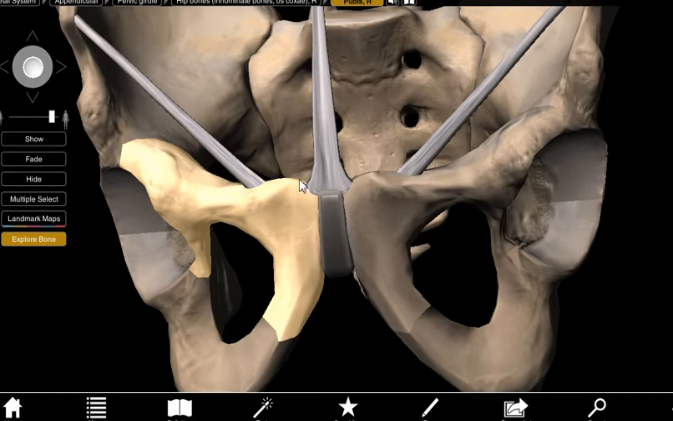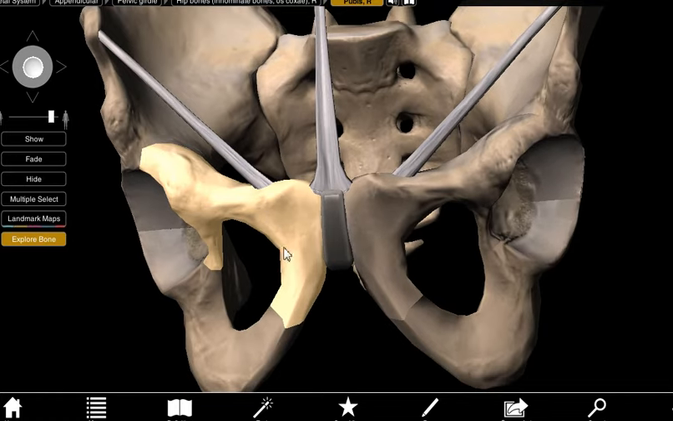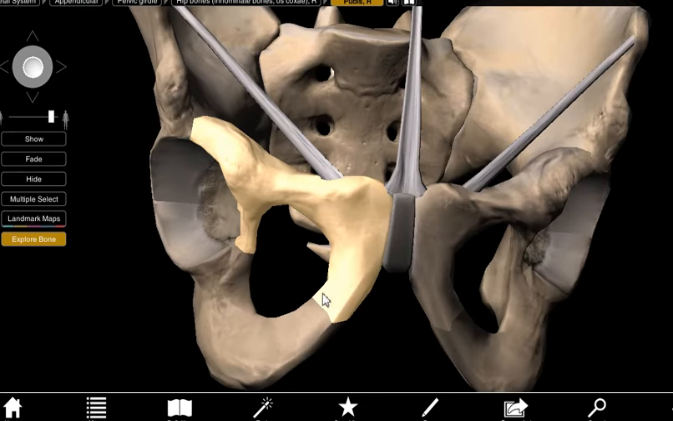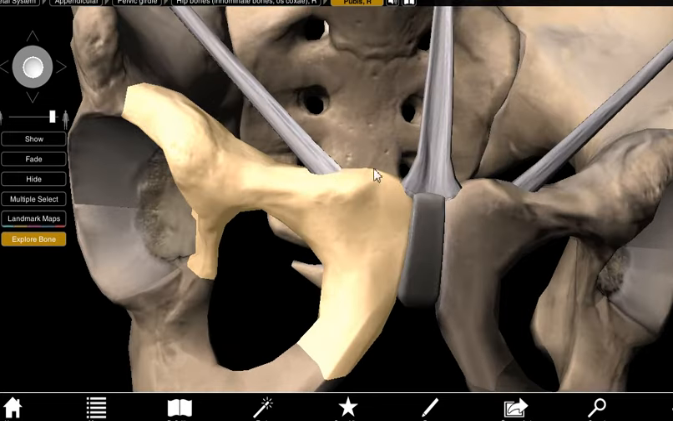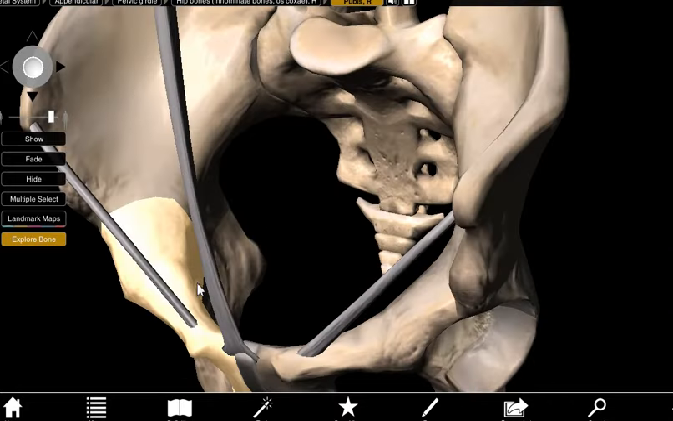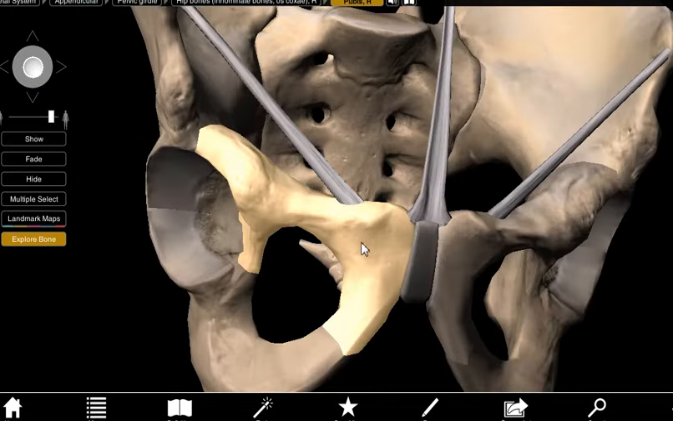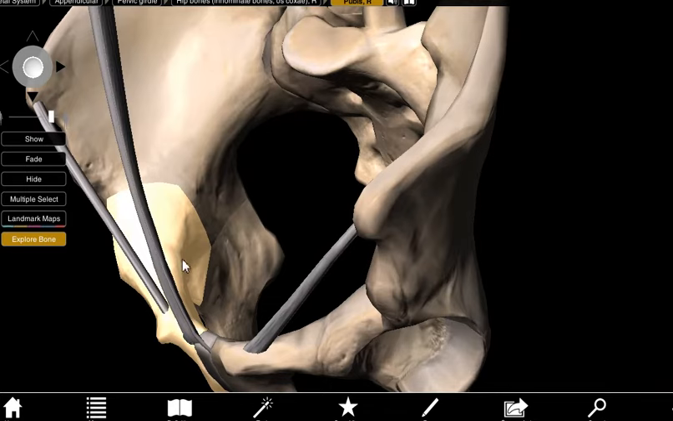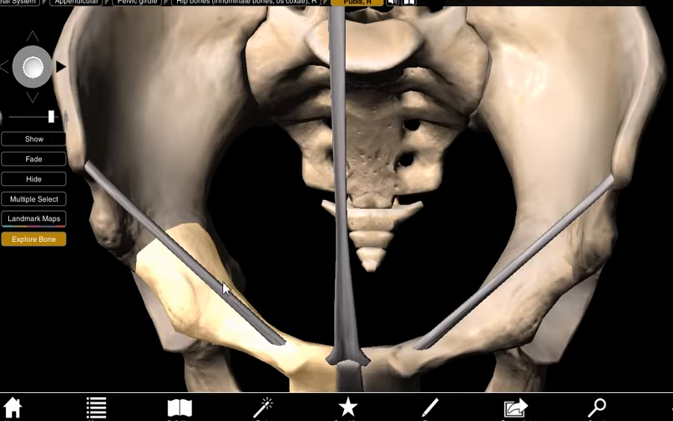Pubic tubercle, pubic crest. The pubis has a body, a superior ramus and an inferior ramus. The pubic tubercle and the crest are on the upper end of the body of the pubis. On the superior pubic ramus here we have a line called the pectineal line. Again, body of pubis, superior pubic ramus, inferior pubic ramus. On the body of the pubis we have the pubic tubercle and the crest, and on the superior pubic ramus this is the pectineal line here.